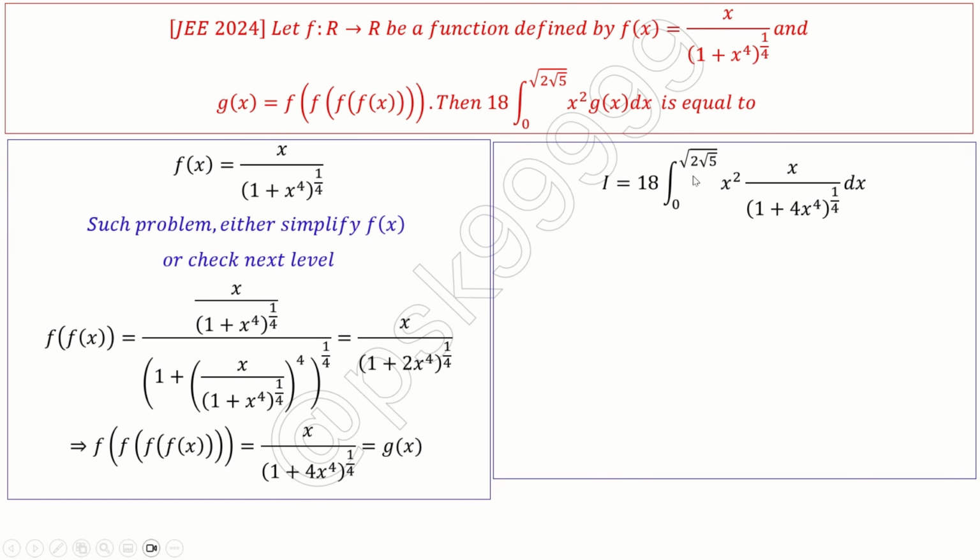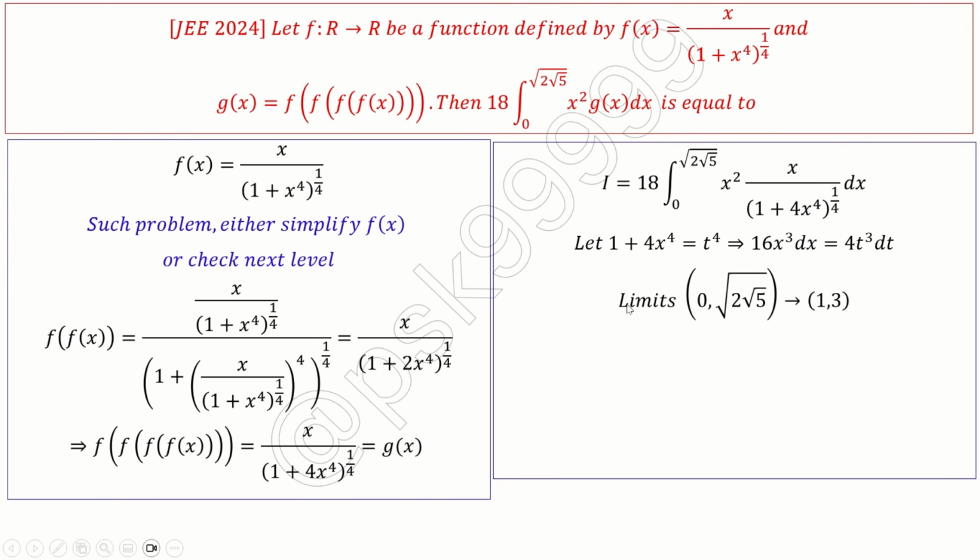So I is nothing but 18 times the integration from 0 to square root of 2 root 5 of x square into x by (1 plus 4x power 4) whole to the power of 1 by 4 dx. This is x cube. So it's very clear, right? If I take this as t, then x cube dx will go into the dt part, correct? So simple. 1 plus 4x to the power of 4 is t to the power of 4. So my 16 x cube dx is nothing but 4 t cube dt.